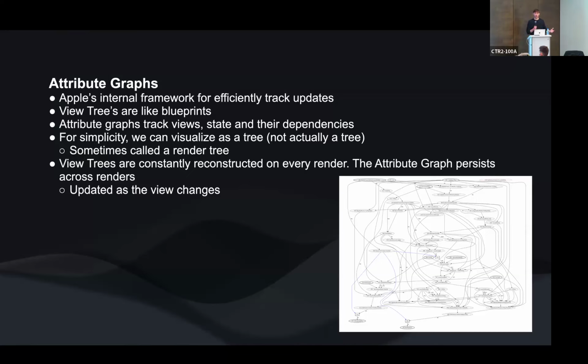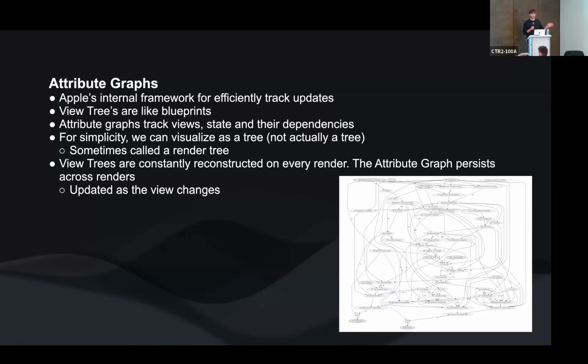Okay, so the attribute graph is Apple's internal framework for efficiently tracking view updates. We can think of the view trees that we talked about previously like blueprints. Blueprints are created every single time we're creating a view and every single time we're updating a view, and they're just thrown out every single time. So every time we change a view, the tree is thrown out and we're going to draw a new view. We're starting from scratch, creating a new blueprint. Attribute graphs, like I said, track views, state, and their dependencies. So now they're including the state and the dependencies of the views.